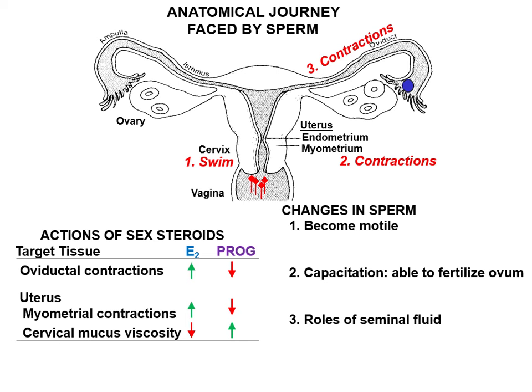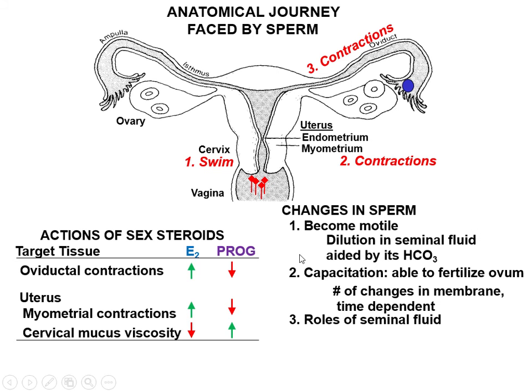So newly ejaculated sperm, if you stick them in with an ovum, it can't fertilize that. But during this time period, they undergo capacitation. Now, motility is gained simply by the process of ejaculation because you get dilution of the seminal fluid. That in itself will increase motility, and you also get bicarbonate released in the seminal fluid, and the combination activates the sperm tail.